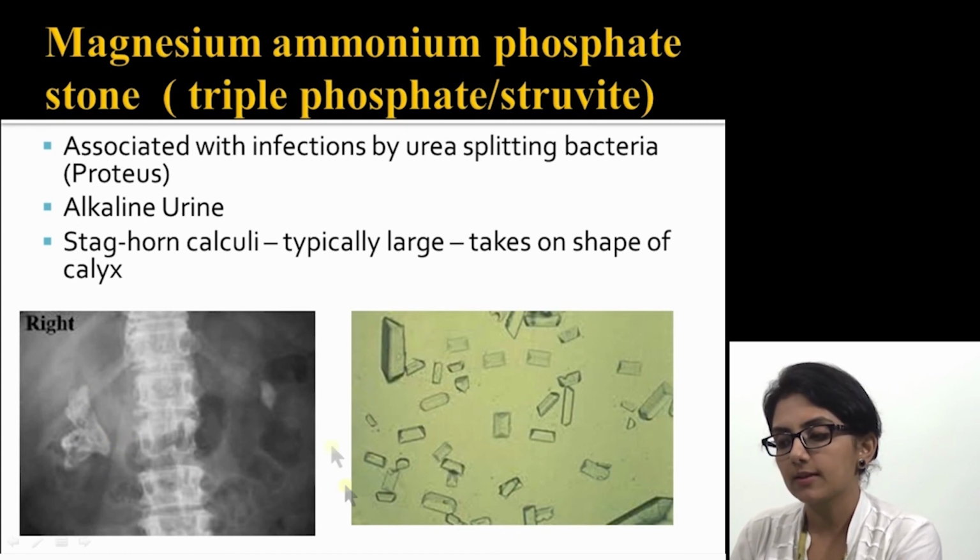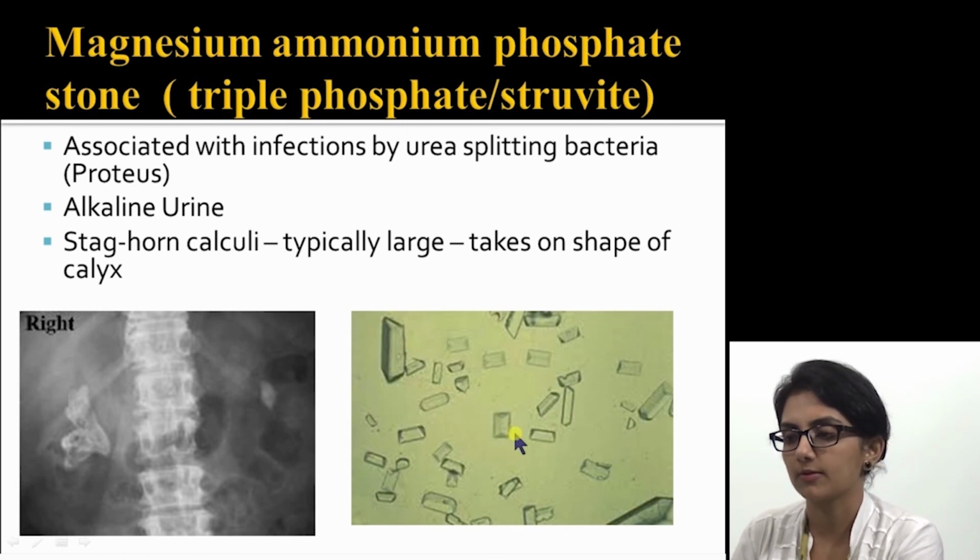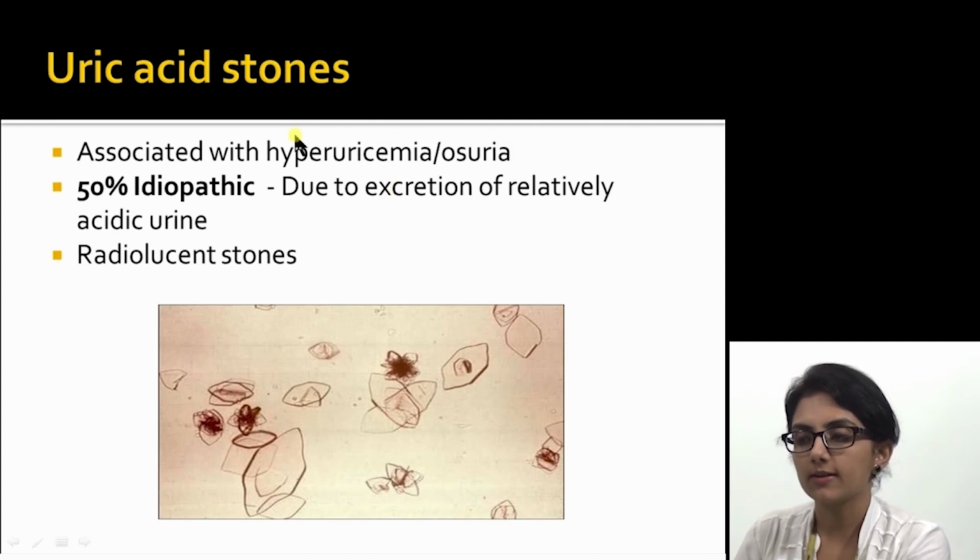And what would we see in the urine? We see these crystals with a coffin lid appearance. That's the classical description of a triple phosphate crystal. Let's move on to uric acid stones. 50% of patients with uric acid stones would show evidence of hyperuricemia or hyperuricosuria. But in 50% of patients are idiopathic and we don't really find the increased levels in the urine or blood.